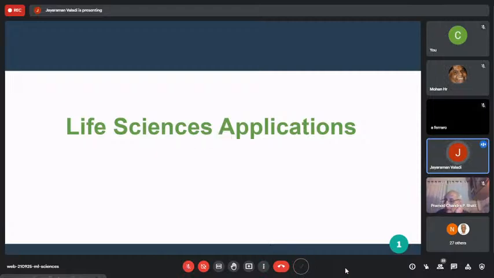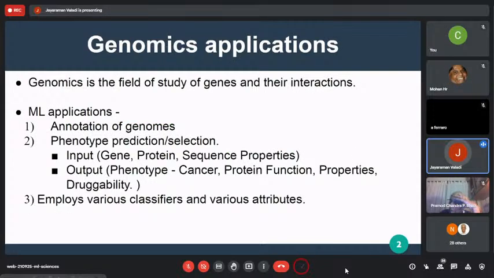So we'll go to the life sciences applications. There are several applications in different fields. Applications are mostly first in the development of bioinformatics itself, in genomics, proteomics, and multiple omics, and then drug discovery and other applications. Let us start with the genomic applications. Genomics, as I said, is a field of study of genes and their interactions. ML can be employed to annotate genes, to find genes from a set of DNA sequences, because genes code for proteins, and the expression of proteins is a very important factor in the identification of diseases. Then phenotype predictions: given a set of input sequence attributes and structural attributes of genes, proteins, and other properties, we can identify whether it is cancer, different protein functions, and properties like druggability or non-druggability of drug targets, and we can use multiple classifiers in machine learning with different attributes for genomics applications.